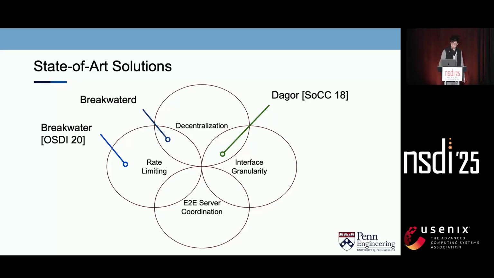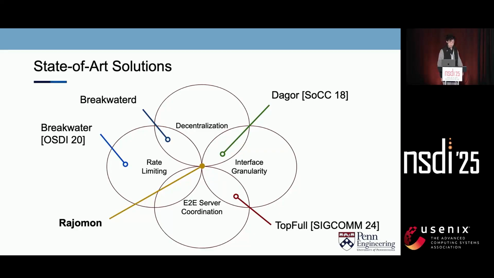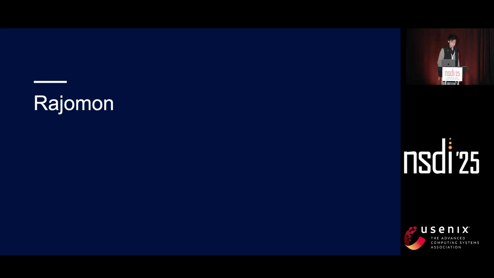And we also have a recent paper that used a top-down method with a machine learning-based approach at the front end to drop requests, but takes into consideration the end-to-end metrics. And we have our paper that satisfies all 4 control desiderata. Hopefully I can convince you with the following slides.